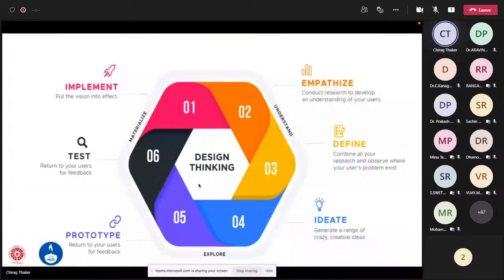So one more time, the same story. In the understand phase, empathize and define: conduct research to develop an understanding of your users. Ideate: generate a range of crazy creative ideas. Then prototype, implement and test. So this is your design thinking process, and these are 6 stages or 6 steps to accomplish your design thinking process. Friends, I am going to discuss 2 design thinking processes. This is one model which has 6 stages. Another model will have the double diamond philosophy of design thinking process in coming slides.